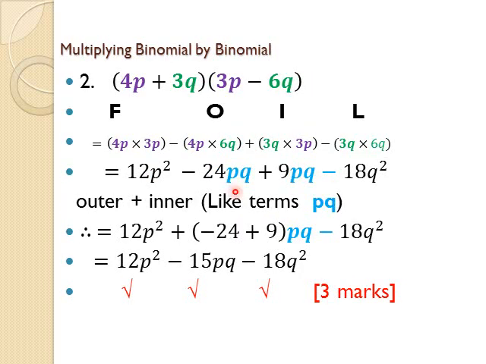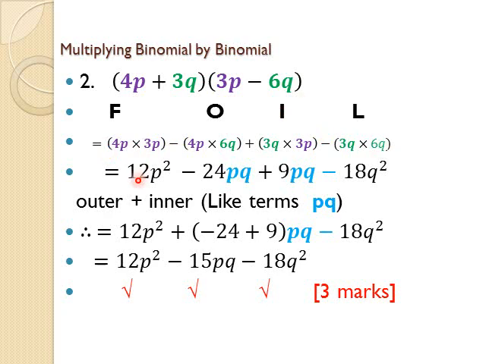Next problem. Problem number 2, again, finding products or simplify. I have two terms, my binomial times the binomial. So applying FOIL, first 4p times 3p. Positive times negative for my outers stays negative, 4p times 6q. Then for my inners, positive times positive stays positive, 3q times 3p. Then positive times negative gives me 3q times 6q.